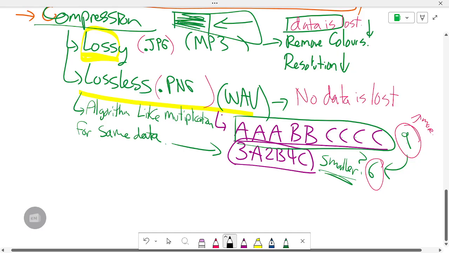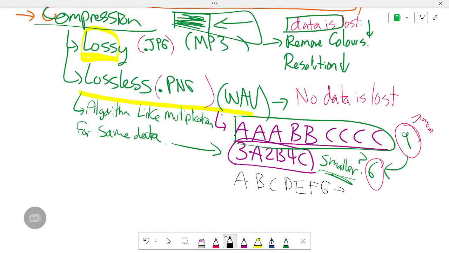Watch here. I want eyes here. If I had A, B, C, D, E, F, G, how much data is this? 7. There's 7. Now, if I put this in the compression, I have 1A, 1B, 1C, 1D, 1E, 1F. What has happened to my data? It just got a whole lot bigger. It got double the size. We're going to get 14. This is an example when compression does not work.